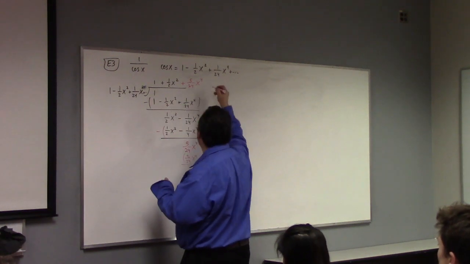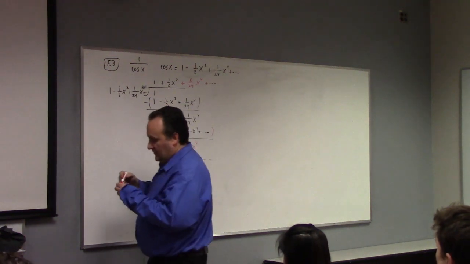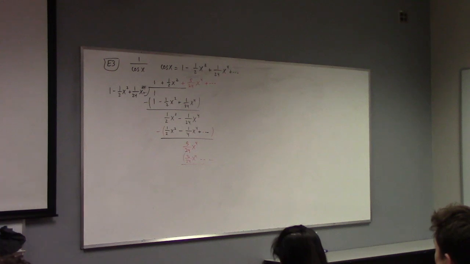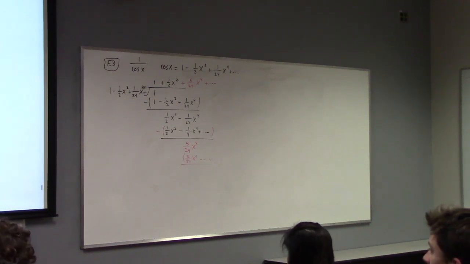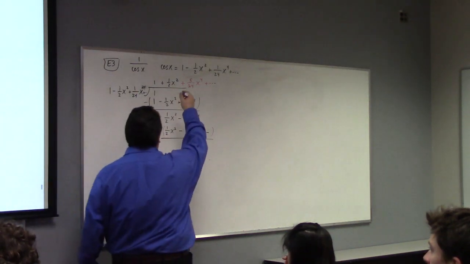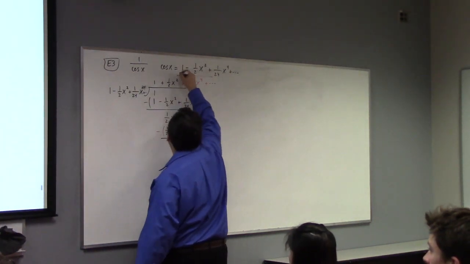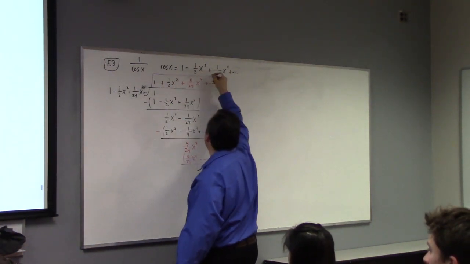So the point is, using long division, there it is. This is the Maclaurin series, the 4th order, for 1 over cosine, just like that.